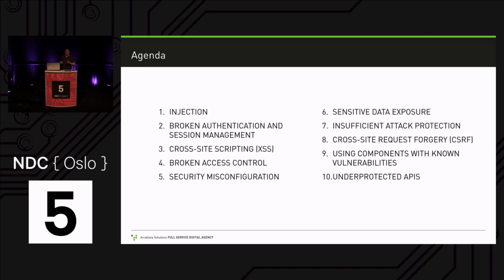Broken access control, that's kind of new. Security misconfiguration, that's old. Sensitive data exposure, old. Insufficient attack protection. Okay, that sounds a bit weird. We need to talk about that in a bit. That's kind of new. Cross-site request forgery, that's old. Using components with known vulnerabilities, that's old. And very new, and a new word which I didn't find in Webster's dictionary, under-protected APIs.